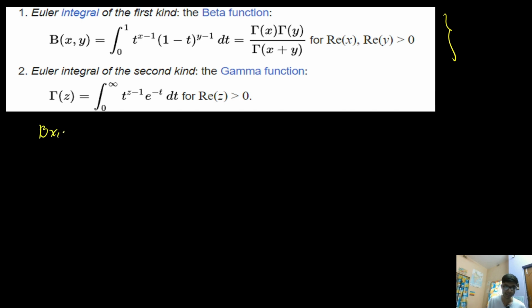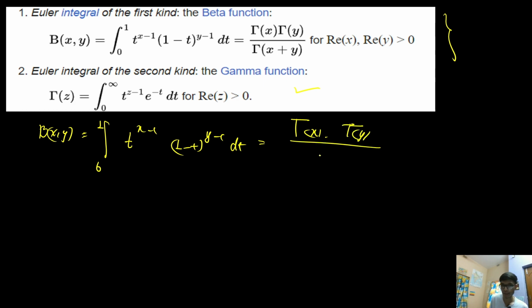So if there is a beta function, for example, a beta function of x and y, this beta function can be written as the integral from 0 to 1 of t to the power x minus 1 into 1 minus t to the power y minus 1 dt, then this value is known as the beta function, and its solution comes from the gamma function. That is gamma of x into gamma of y divided by gamma of x plus y. So this particular solution comes from here.